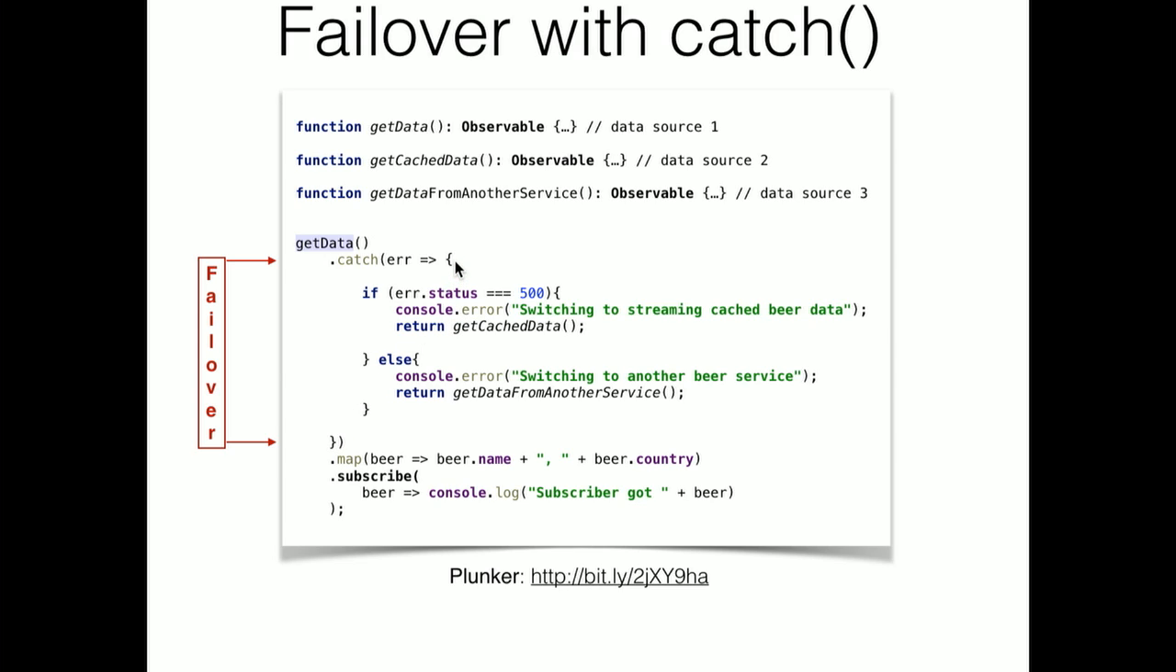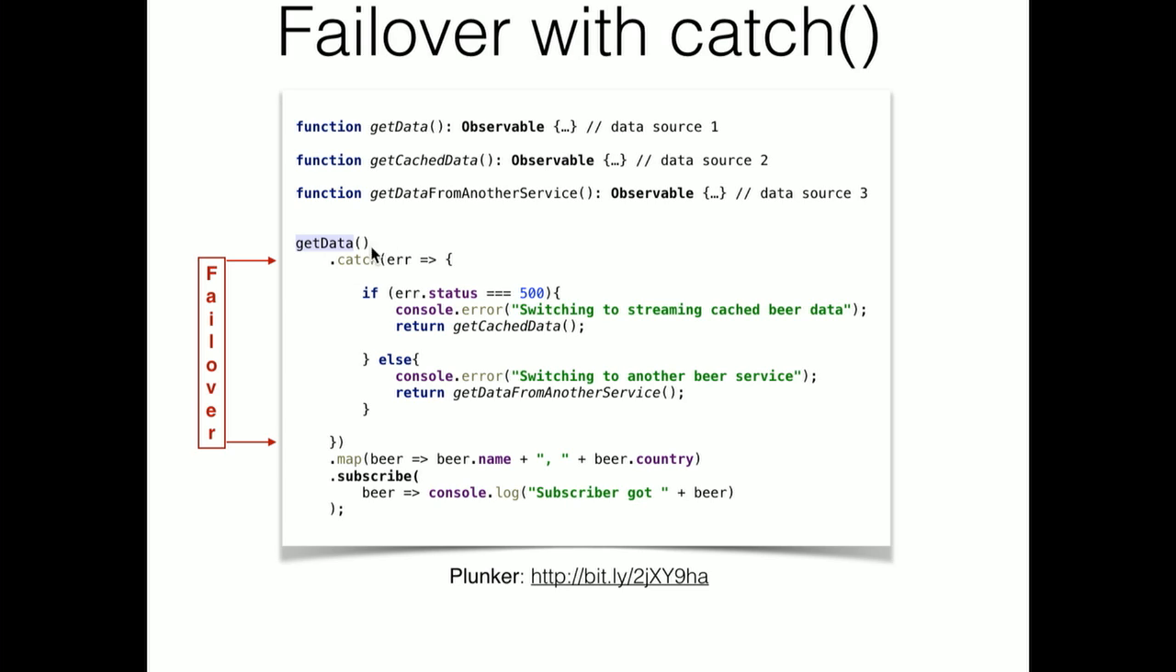So if an error happens in the function getData for some reason, then I'll go into this function catch, and I can take this error in my hands and decide what to do with it. Like in this case, if an error status is 500, I print it on the console, and I return getCachedData. getCachedData also returns an observable, right? So I still have an observable, a different one, but I'm alive. I'm not dead. Or otherwise, I will return getDataFromAnotherSource. Maybe it'll connect to a different server and get the data from there.